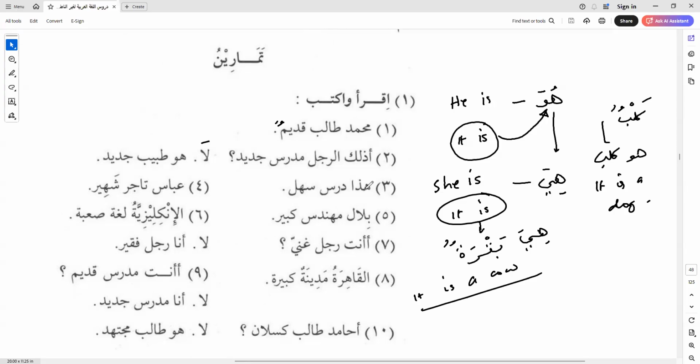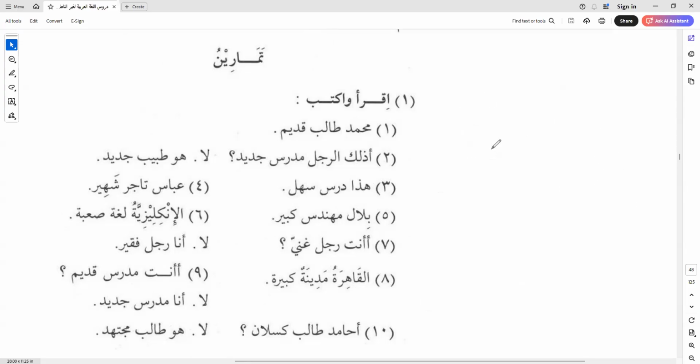So let's look at number 3. هذا درس سهل. This is an easy lesson.